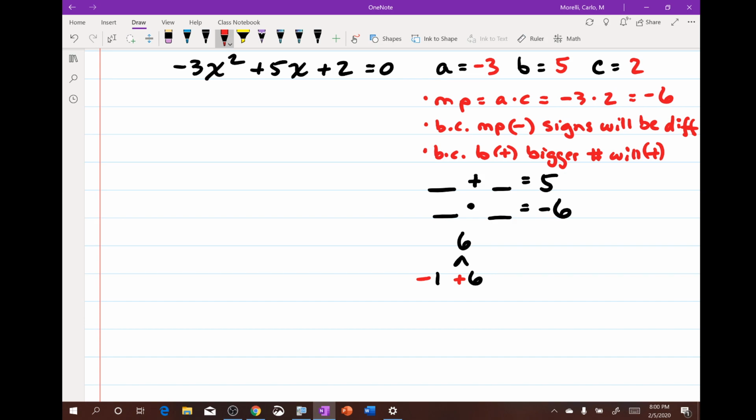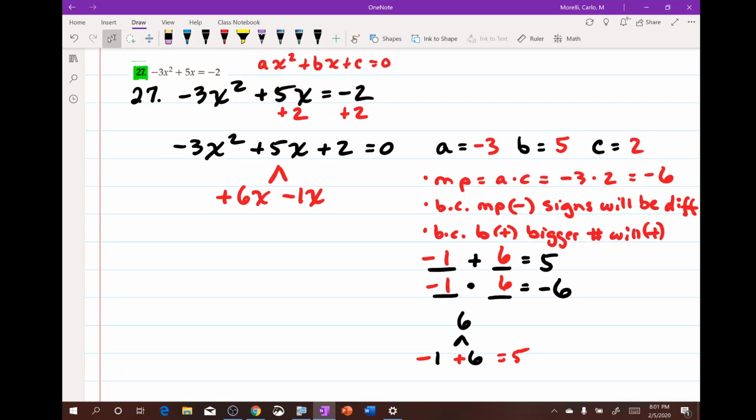Negative 1 plus 6 is positive 5. Negative 1 times 6 is negative 6. So negative 1 and 6. Split the middle and put the 6x there and put the negative 1x here. Always do the bigger term first. Now, let's rewrite it in order: negative 3x squared plus 6x minus 1x plus 2 equals 0. These go in brackets. And now we play the greatest common factor game.